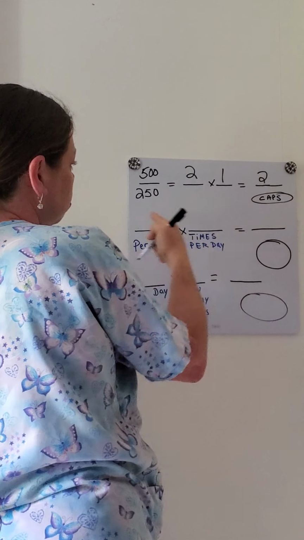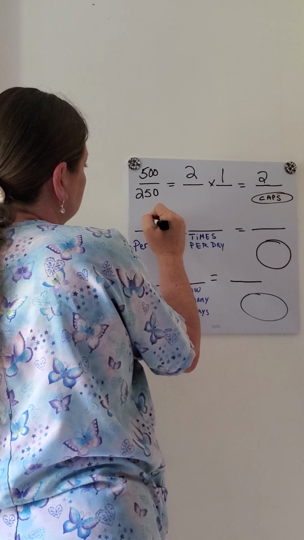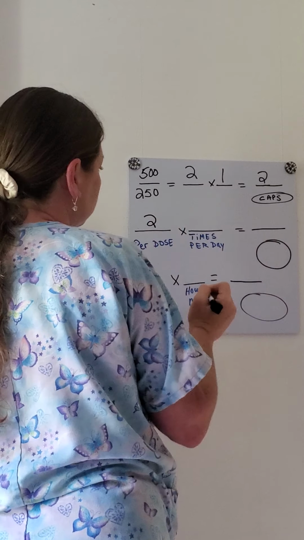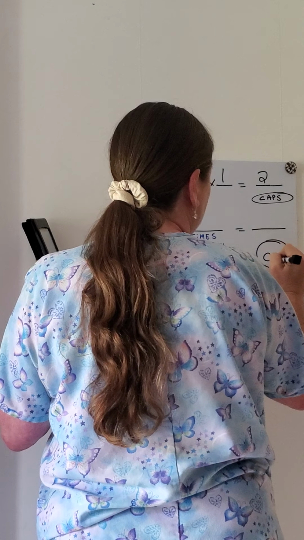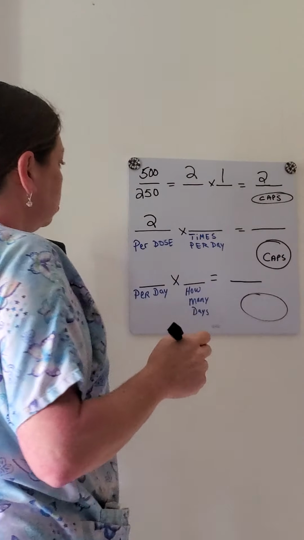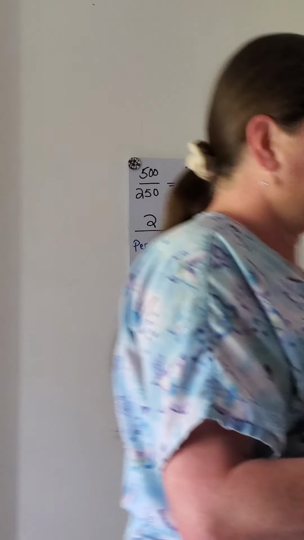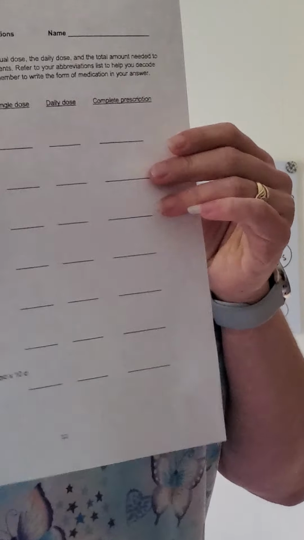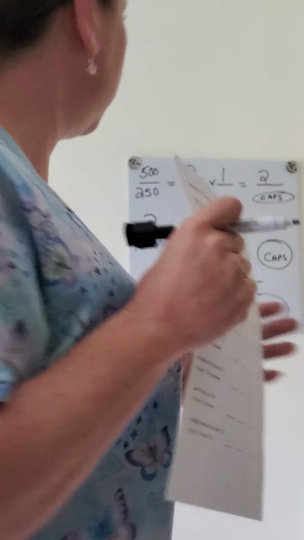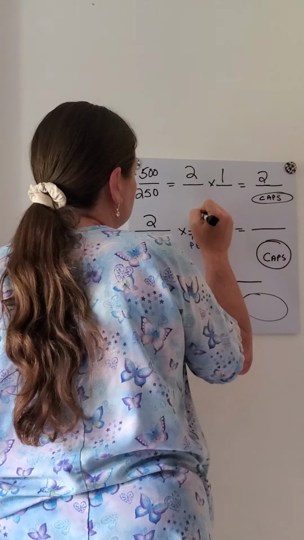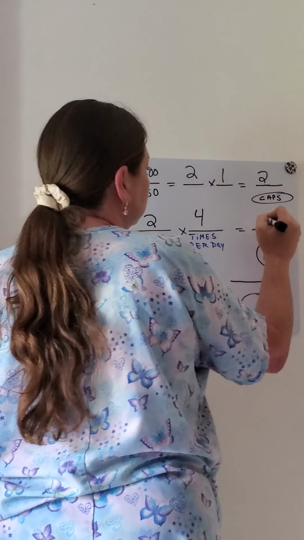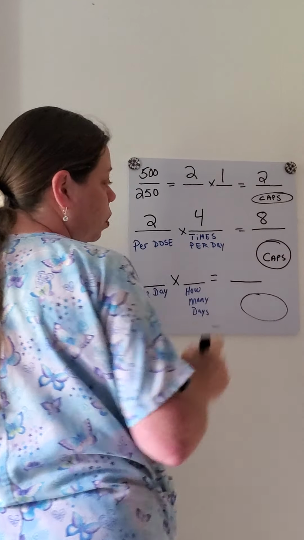Take that number, bring it down here. 2 caps per dose. You can even fill in the caps because that's not going to change. How many times a day did we say? QID, right? QID, 4 times a day. 2 times 4 equals 8 capsules per day.